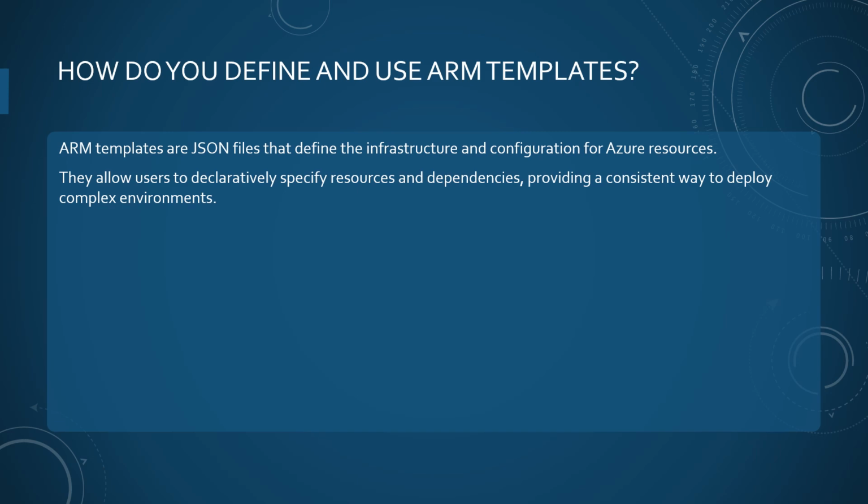How do you define and use an ARM template? ARM templates are JSON files that define the infrastructure and configuration of Azure resources. They allow users to declaratively specify resources and dependencies, and they also provide a consistent way to deploy complex environments.